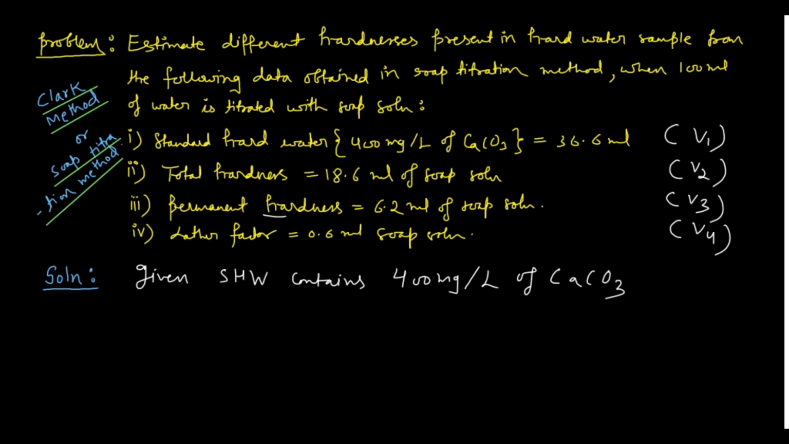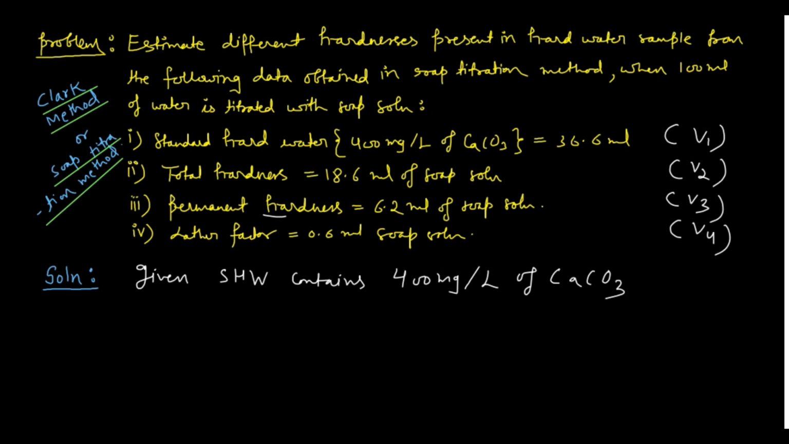But you can see here in your question, you are calculating all the things for 100 ml. That means the water sample for which you are going to evaluate the total hardness, temporary hardness, as well as the permanent hardness, that volume is only 100 ml, but here you have been given 1000 ml, right? So first of all, you have to make the calculation for 100 ml. If your 1 liter, that is 1000 ml, contains 400 milligram, then of course your 100 ml will contain 40 milligram.